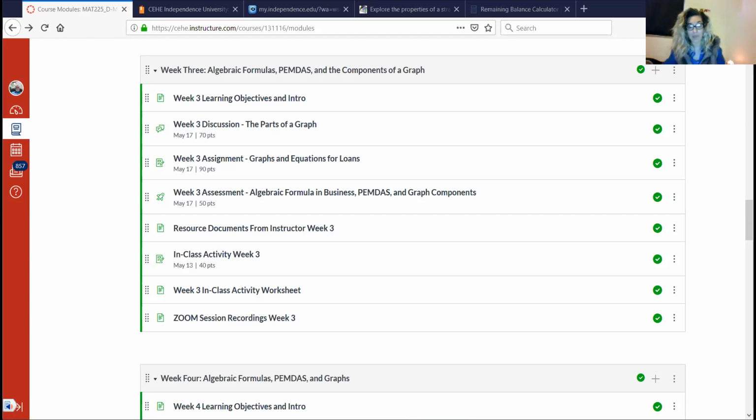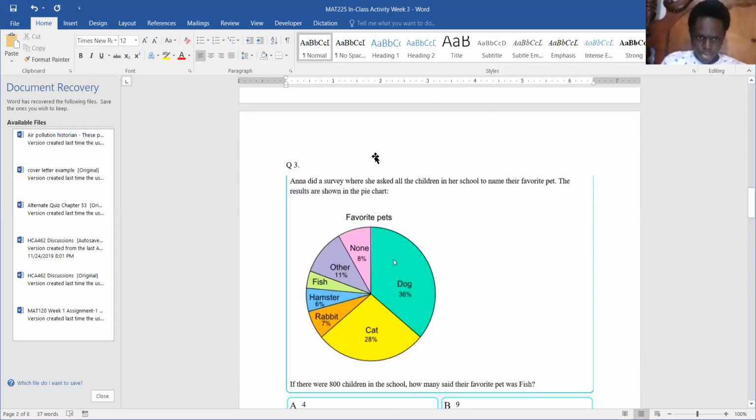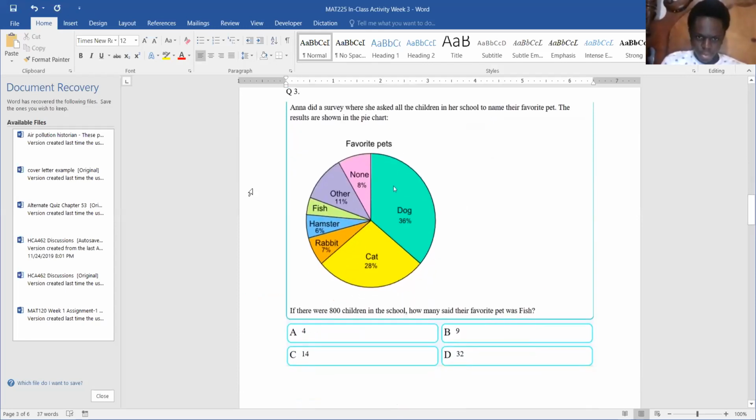Okay. On the baby survey where she asked all the children in the school to name their favorite pets, the results are shown in the pie chart. There are 800 children in the school, and their favorite pet was a fish. So essentially, you want to figure out.